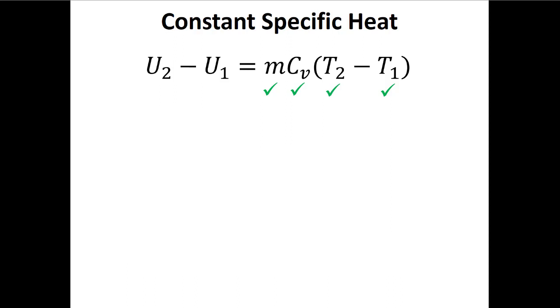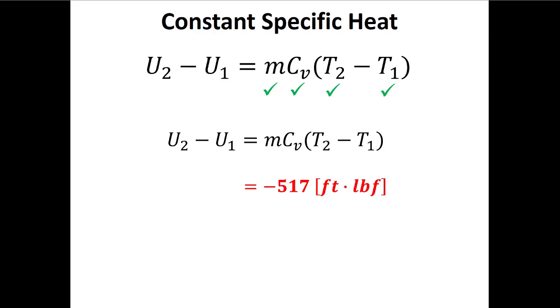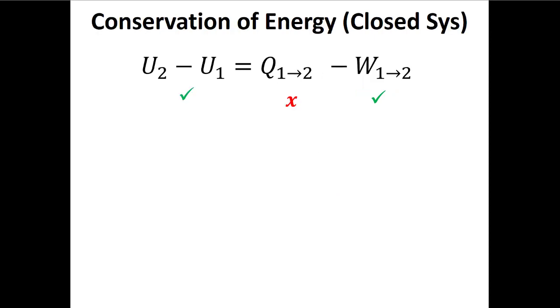So this is good because now I know all the information that I need to find delta U. So delta U is equal to m C_V times delta T. I know all of this. I put it into my calculator and I see that delta U is 517 foot-pounds, but it's negative, right? So heat in is positive. So this must mean that heat is leaving my system because I'm getting a negative, right? I do see that my temperature went down, so maybe this makes sense, right? So now I know work, I know delta U.